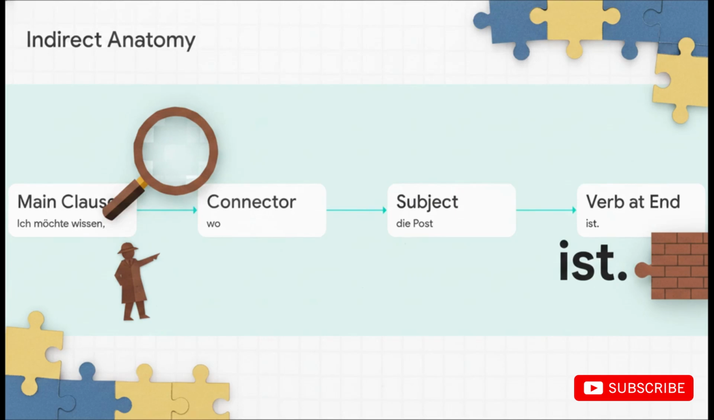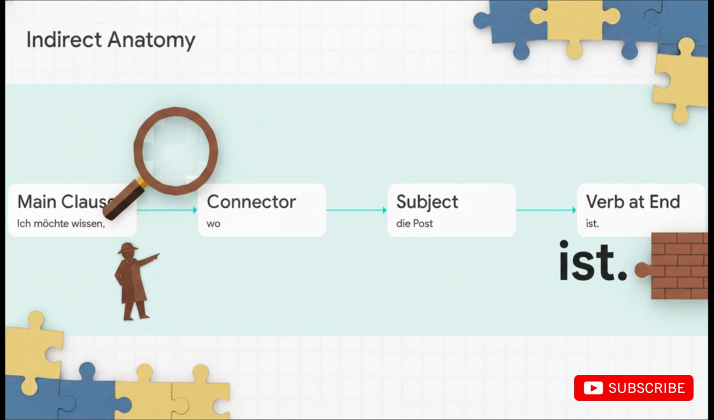Let's gamify this structure a bit. Think of it like you're a detective solving a puzzle. Here is the exact anatomy of an indirect question broken down into 4 strict steps. Step 1, the main clause. We just learned these. Let's use Ich möchte wissen. Step 2, the connector. Because our original question was, where is the post office, our connector is just the question word itself, wo. Step 3, the subject. What are we asking about? We're asking about die Post.